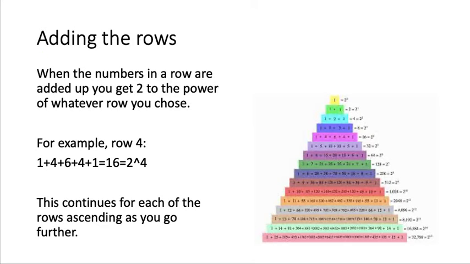One of the many patterns in Pascal's triangle can be found by finding the sums of the rows. When the numbers in a row are added up, you get 2 to the power of whatever row you chose. So for row 4, you would add 1 plus 4 plus 6 plus 4 plus 1, which would give you 16, or 2 to the power of 4, the row that you chose. This continues for each of the rows ascending as you go further.